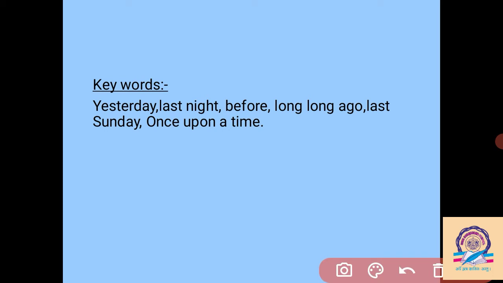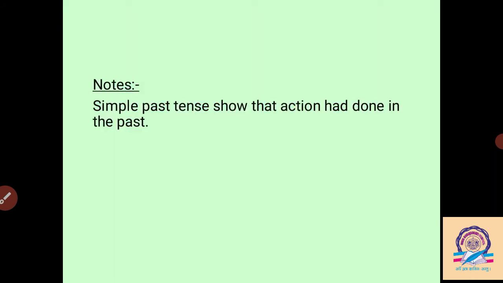Some keywords are given here, like yesterday, last night, before, long ago, last Sunday, once upon a time. Such keywords help us to understand the sentence. Most probably before or yesterday or last night, last week, last month, last year, we utilize such words. That keyword helps us to understand that the sentence is in the simple past tense.